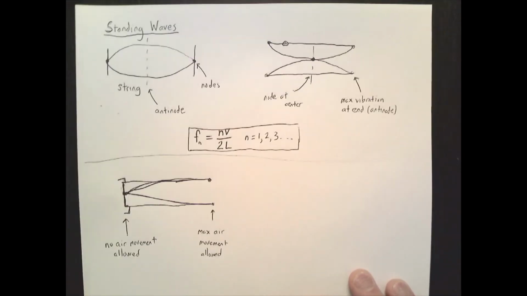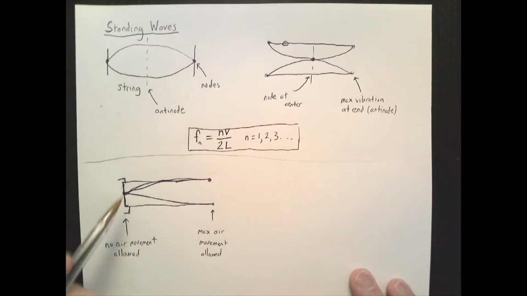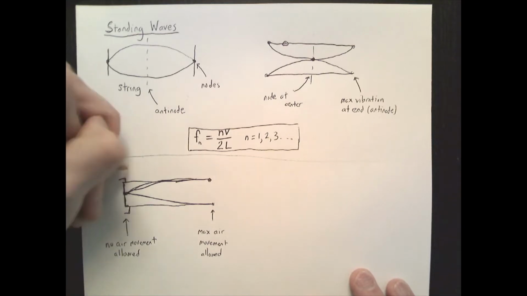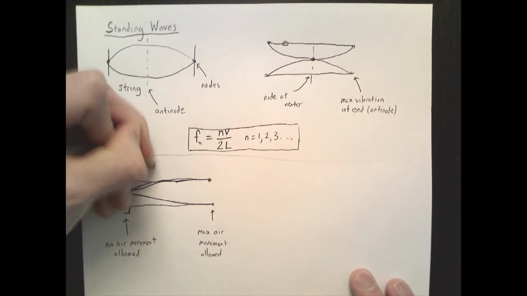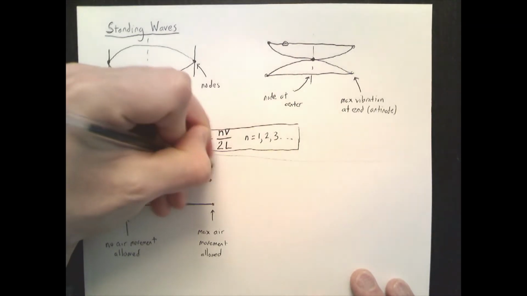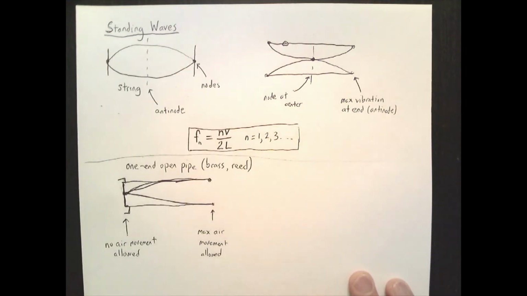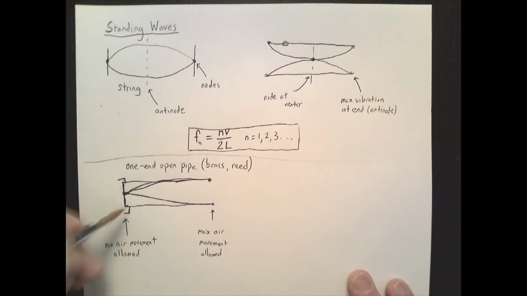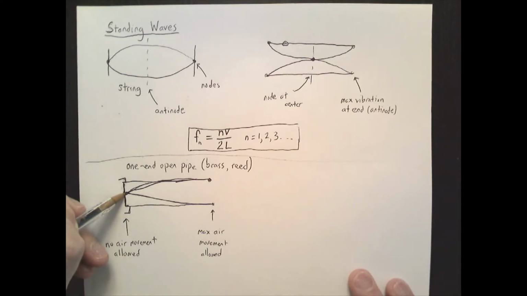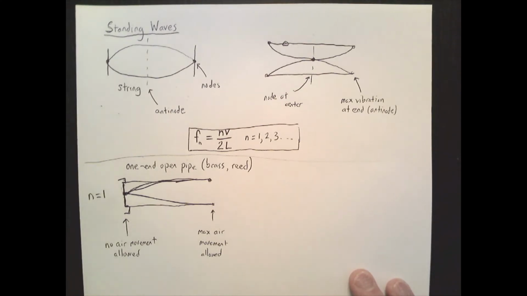In our previous schemes, we had half of a wavelength as our basic increment. Here, we only have a quarter of a wavelength. So this is our one end open pipe. This simulates our brass instruments and our reed instruments. So this is a tuba, a trombone, a trumpet, a clarinet, or a saxophone. All of these are based off a basic unit of a quarter wavelength. So our fundamental frequency for a one end open pipe has only a quarter wavelength inside.